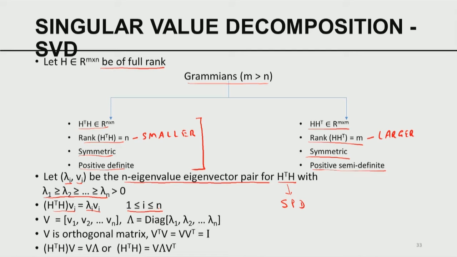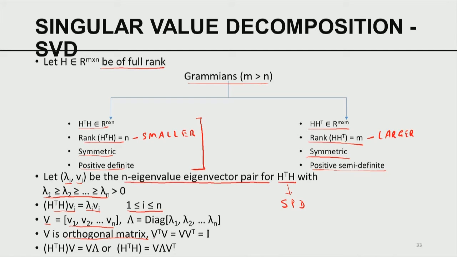By invoking matrix notation, I am going to succinctly denote these n relations as a single relation. To that end, I am going to concoct a matrix V. The matrix V is an n by n matrix whose n columns are the n eigenvectors of H transpose H. Lambda is a diagonal matrix whose diagonal elements are lambda 1 to lambda n, also n by n. We have already alluded to the fact that the eigenvectors of a real symmetric positive definite matrix are orthogonal to each other. Therefore V is an orthogonal matrix. You can see orthogonal matrices occurring again and again: one is QR decomposition, now in eigen decomposition of symmetric positive definite matrices. So there are very many different uses of orthogonal matrices in different applications.